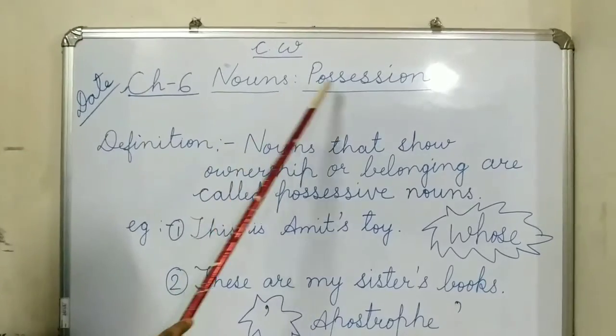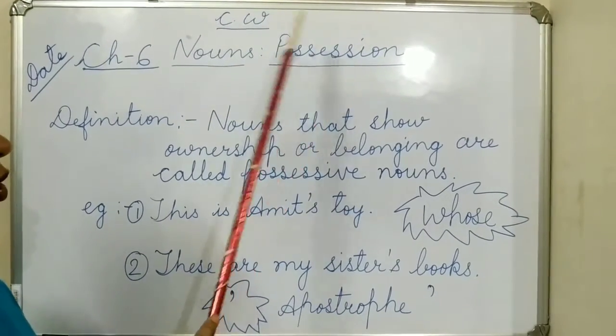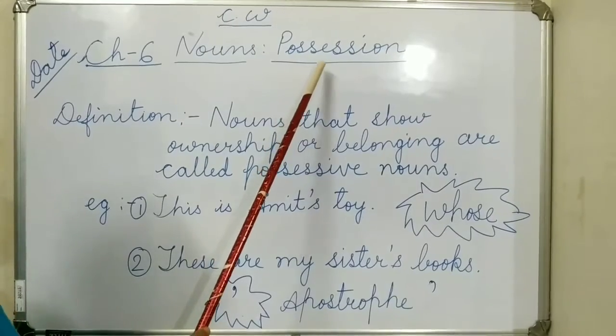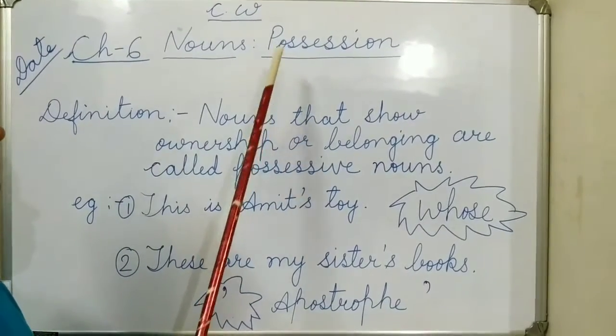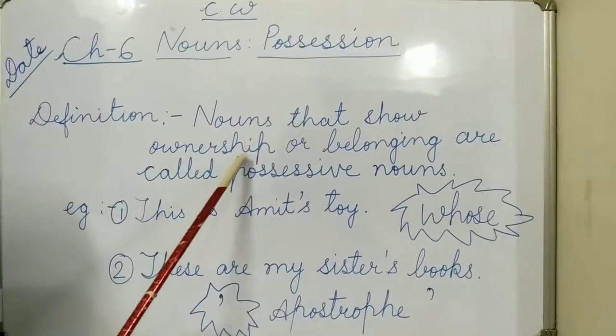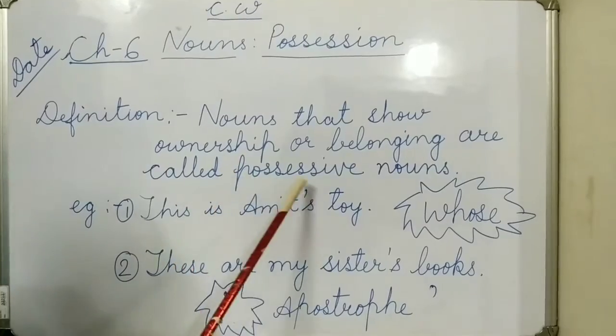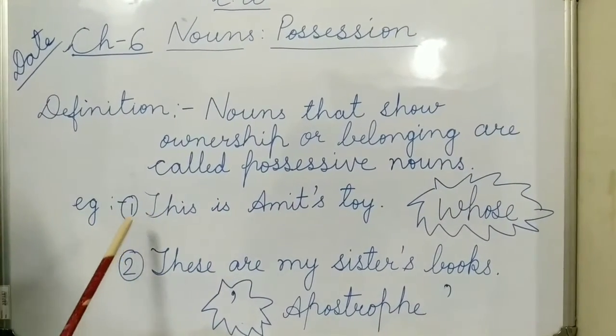Chapter 6, Nouns, Possession. First we will understand what is the meaning of possession. Possession means to possess, to have something or to own something. Possession means belonging. Nouns that show ownership or belonging are called possessive nouns. Let us understand through these examples.